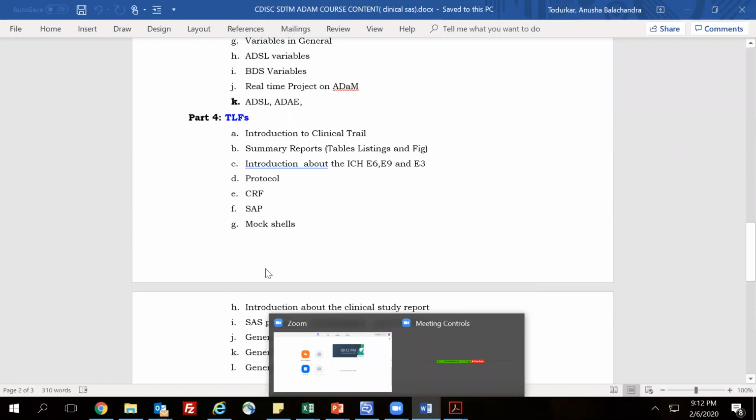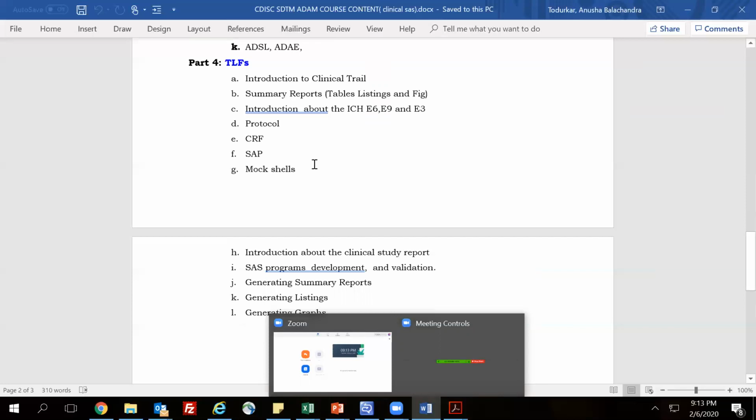TLFs is nothing but representing in the form of tables. So T is tables, L is listings, and F is figures. Okay. So the final data has to be submitted to the FDA in the form of tables, listings, or figures. Okay. So the reviewer, whoever is reviewing the data, doesn't ask for any SAS data set or anything. It has to be submitted in the form of a table, listing, or a figure.